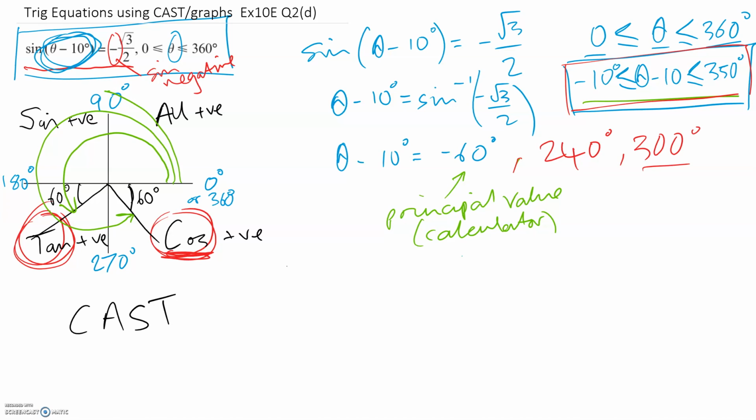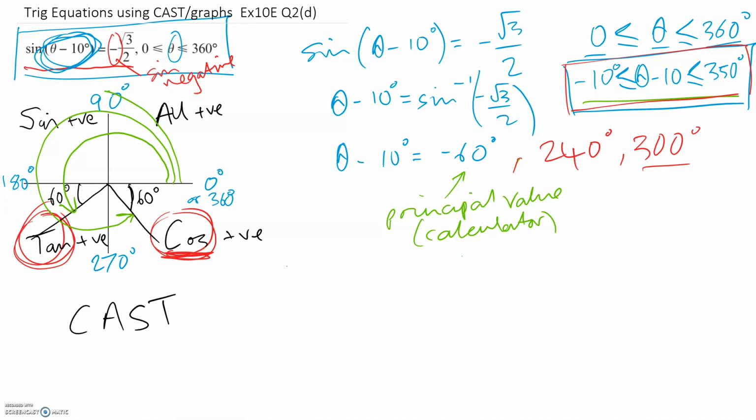We would go around this way, so we'd have minus 60. We would have minus 120, and so on. But we don't want any negative values because we would have wanted a negative value between 0 and minus 10, but there isn't one. So we don't want minus 60. We don't want minus 120. Okay, so now we've found all our values in the range using the CAST diagram.